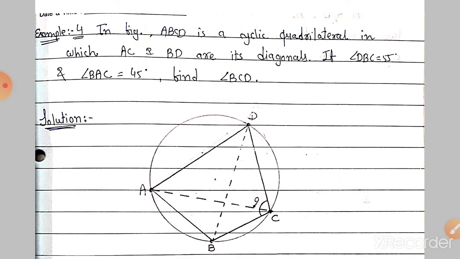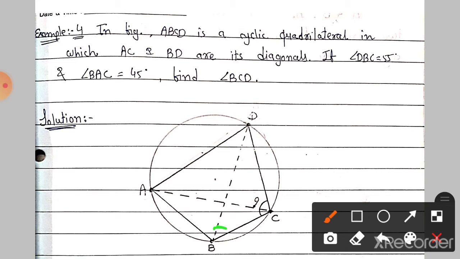Read the question. In the figure, ABCD is a cyclic quadrilateral. It means these points A, B, C, D lie on a circle. See in this figure, we draw the diagram like this, in which AC and BD are its diagonals, and the value of angle DBC is given as 55 degrees, and angle BAC is given as 45 degrees. So we need to find angle BCD. Meaning we need to find this angle BCD.